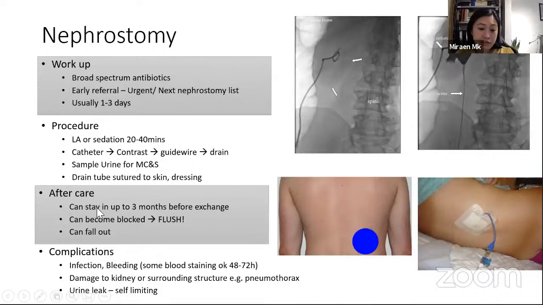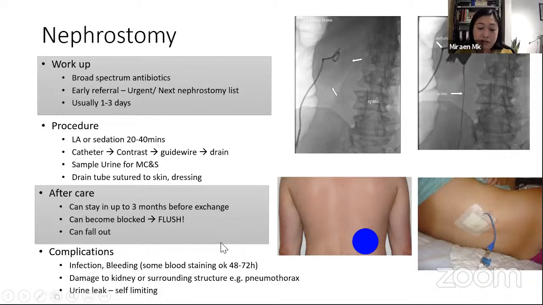The tube can stay in for up to 3 months before you need to change it, if it needs to be there for longer than 3 months. So after 3 months, you want to consider a new tube for infection and other causes. It can very often be blocked because of debris, like a normal catheter through the urethra down below.